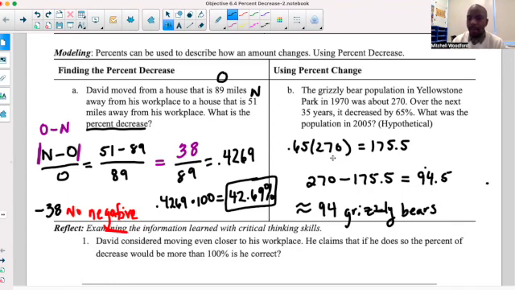All right. So once again, I would first turn the percent into a decimal, multiply it by the whole, in this case, 270. Find out what 65% of 270 is. That's not your answer, but that tells you how much it actually has to decrease by. So then I know, okay, take the 270, which is the original amount, and subtract the 175.5 from it to find the actual amount of bears now, or in this case, 2005.